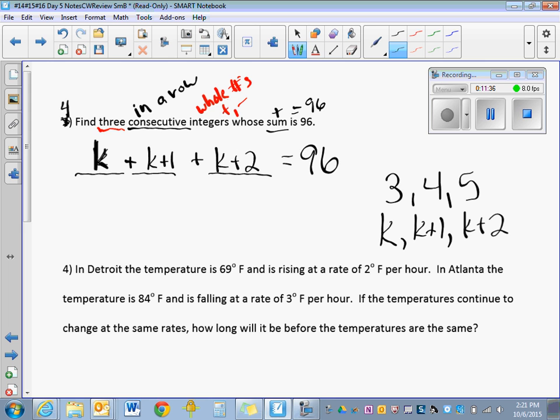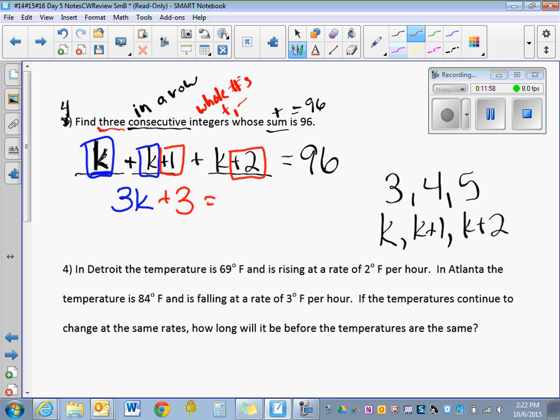Yeah, we have a bunch of k's here, right? So how many total do we have? 3. Right, we have 3k. Got this one, got that one. Alright, then we have our numbers here. Plus 1. Plus 2. So we combine our like terms.